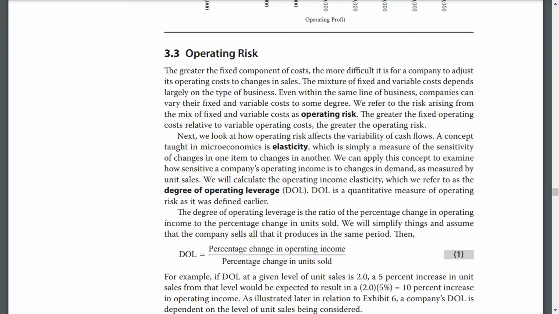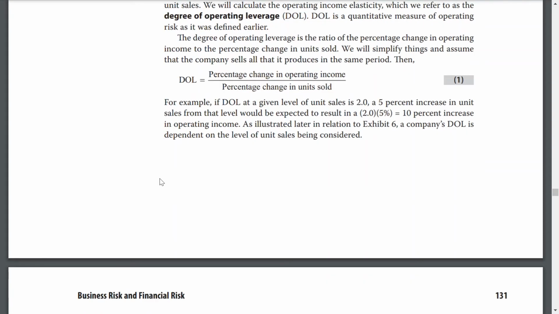We'll simplify things and assume that the company sells all that it produces in the same period. Then DOL equals the percentage change in operating income divided by the percentage change in the units sold. For example, if DOL at a given level of unit sales is 2.0, a 5% increase in unit sales from that level would be expected to result in a 10% increase in operating income, as illustrated later in relation to Exhibit 6. A company's DOL is dependent on the level of unit sales being considered.